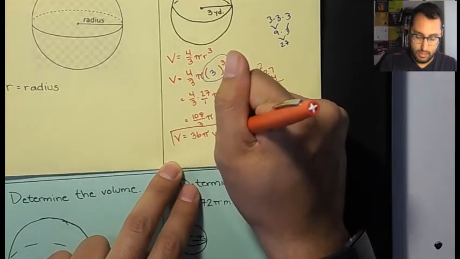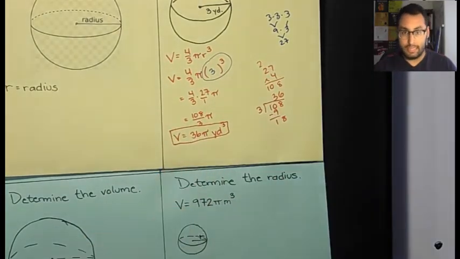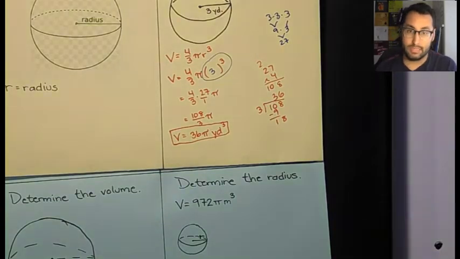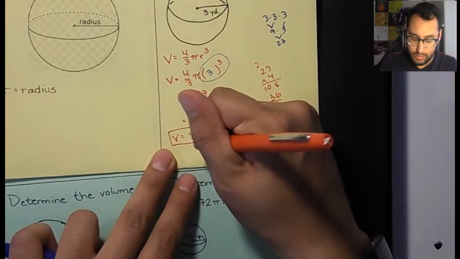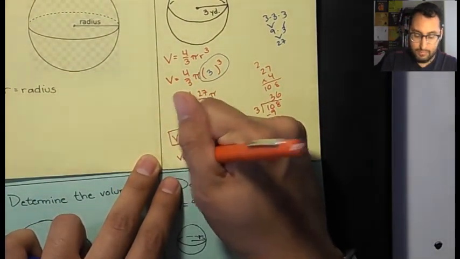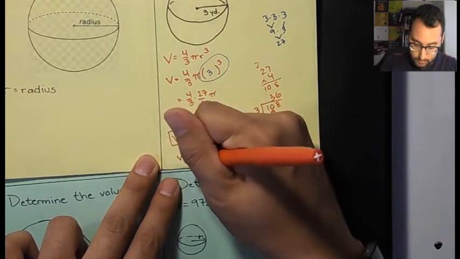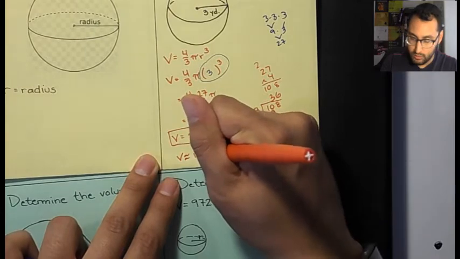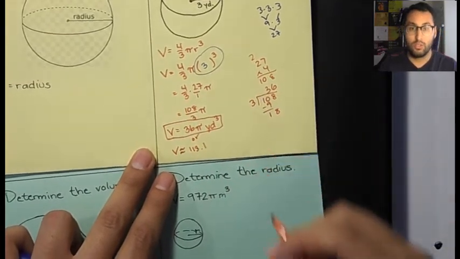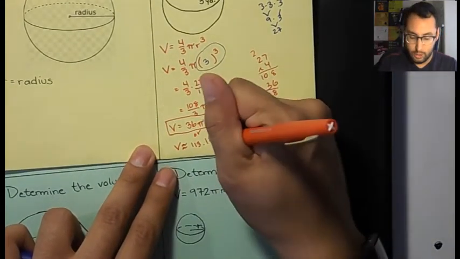Alright guys, that's the way that you write your answer here. Or again, if you want to multiply to try to get a more exact answer, you could also write this. After you multiply 36 times pi, the answer, approximately equal to, is 113.1, 113 and 1/10 cubic yards.